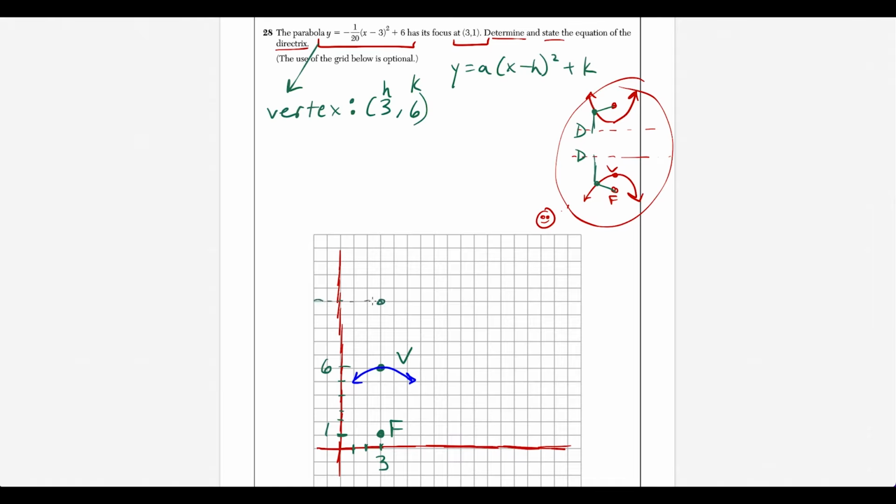But my directrix in this case is going to be a horizontal line like this. So now to write the equation of the directrix, we just have to know where this thing hits the y-axis, and we're going up 1, 2, 3, 4, 5 from 6. So that's going to send us up to a height of 11. So the equation of this line here is going to be y equals 11. This is the equation for our directrix.